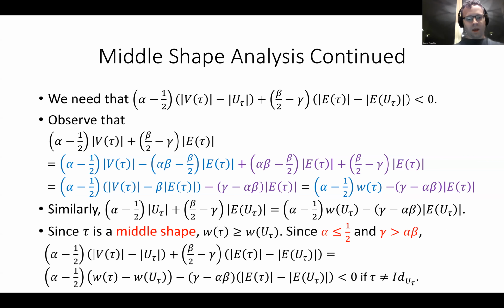So now, since tau is a middle shape, the weight of tau is greater than or equal to the weight of u tau. And since alpha is less than or equal to 1/2, this first term is less than or equal to 0. And then since gamma is bigger than alpha times beta, the second term is less than 0. So if these conditions hold, this entire expression is less than 0. And this shows how the conditions that alpha is at most 1/2 and gamma is larger than alpha times beta arise from the analysis.